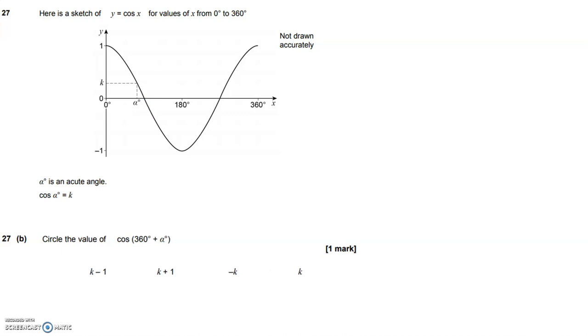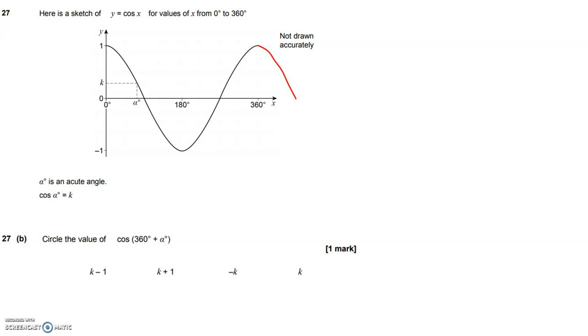Okay, let's move on to part B. In part B, circle the value of cos (360 plus A) degrees. Now, this part of the question relies on the fact that the sine and the cosine curves have a period of 360 degrees. After 360 degrees, they repeat exactly. As you can see from the diagram, you go from (0, 1) up to (360, 1), and then the graph just repeats as in that little sketch there.